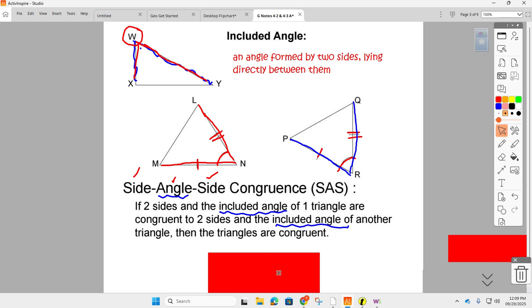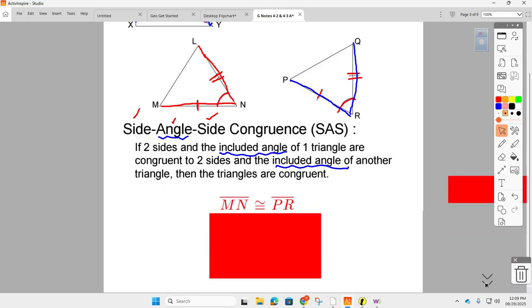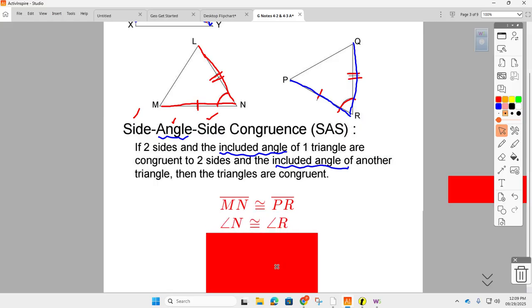So we're going to say that side MN is congruent to side PR, segment PR. We're going to say that angle N is congruent to angle R. All these things are marked on the triangle. And finally, we're going to say that side NL is congruent to side RQ, or segment NL is congruent to segment RQ.